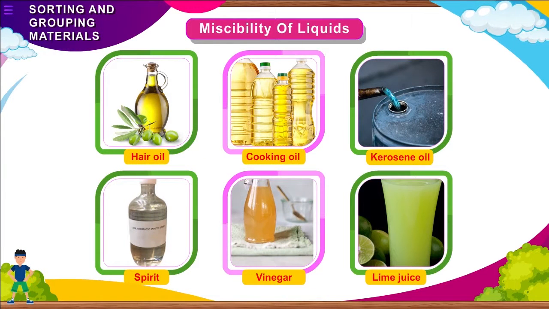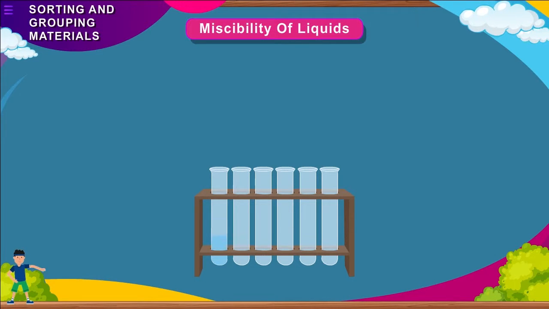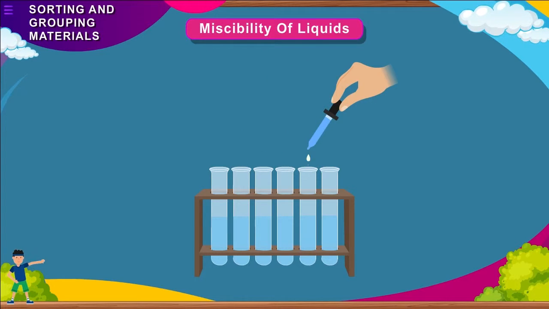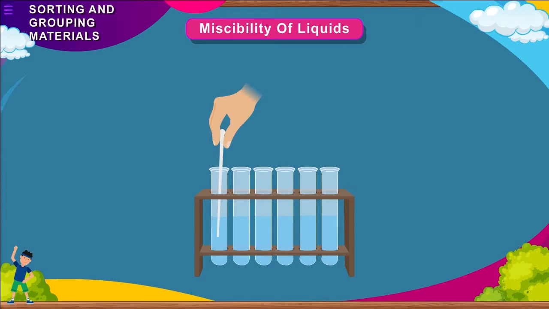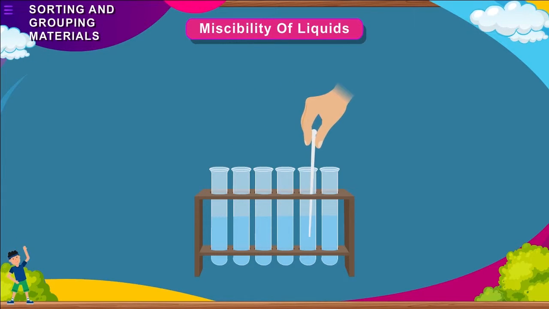Take some common household liquids in small quantities. For example, hair oil, cooking or refined oil, kerosene oil, spirit, vinegar, lime juice. Set up your test tube stand and fill the test tubes with clean water up to half their length. Add about 10 drops of each liquid in a separate test tube, half filled with water. Use a glass stirrer to stir the liquids one by one.